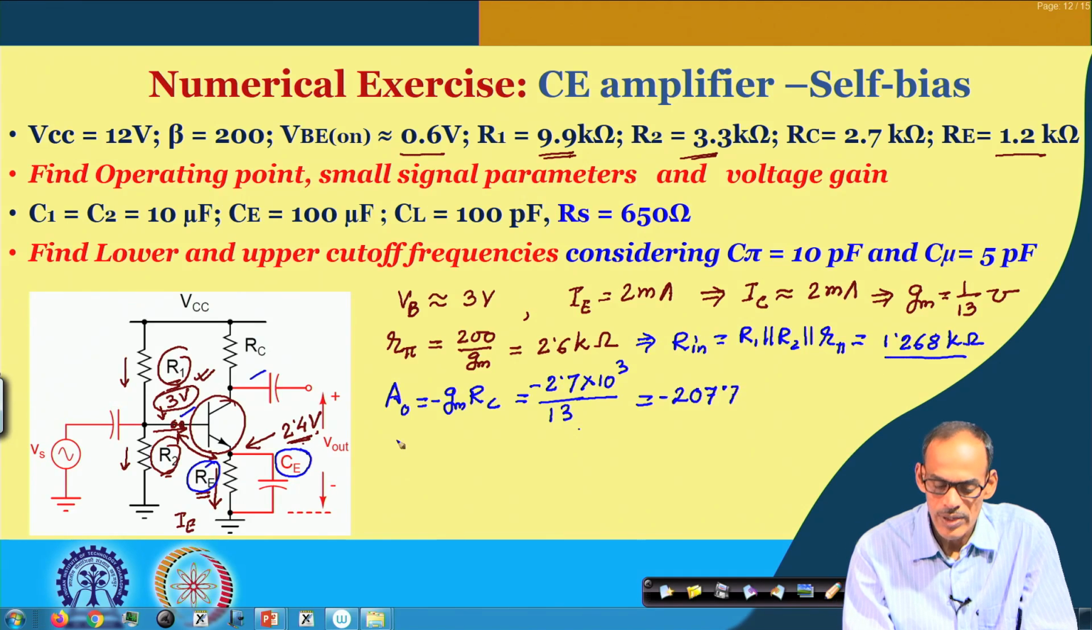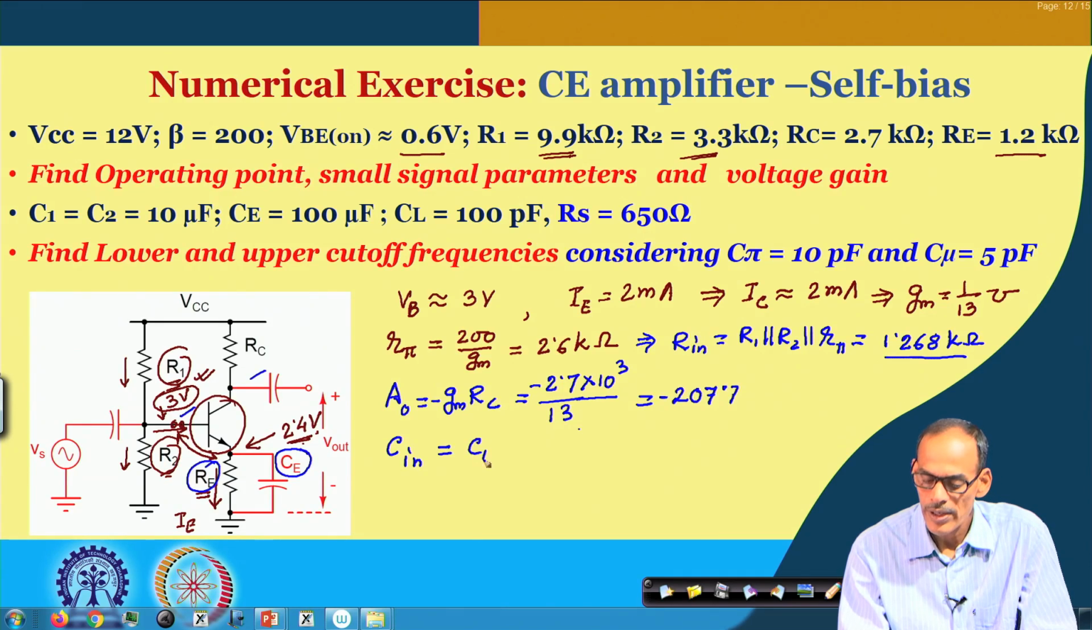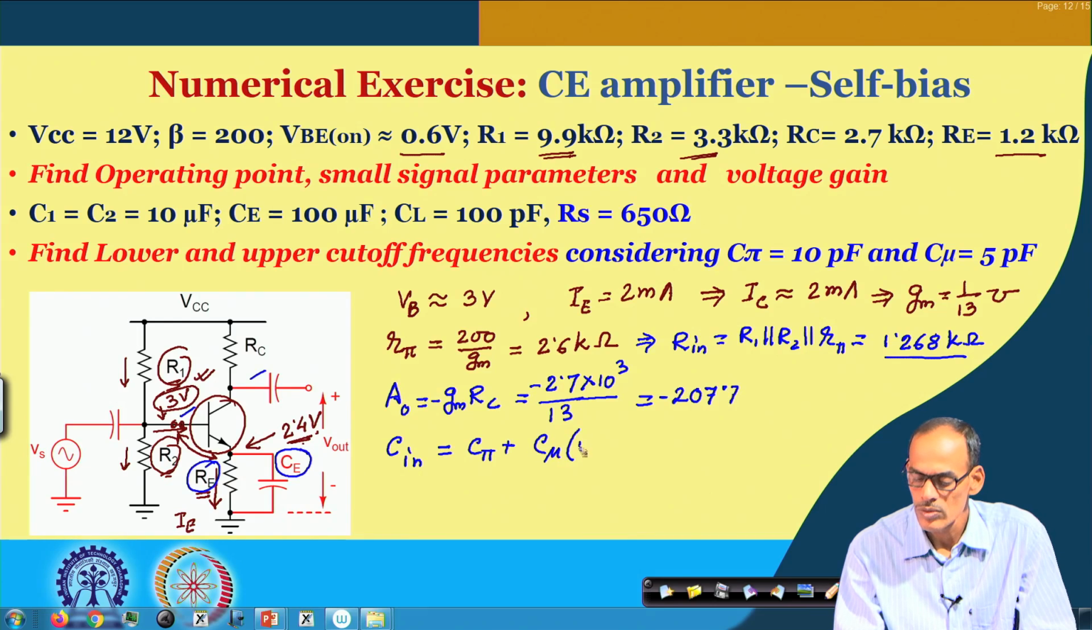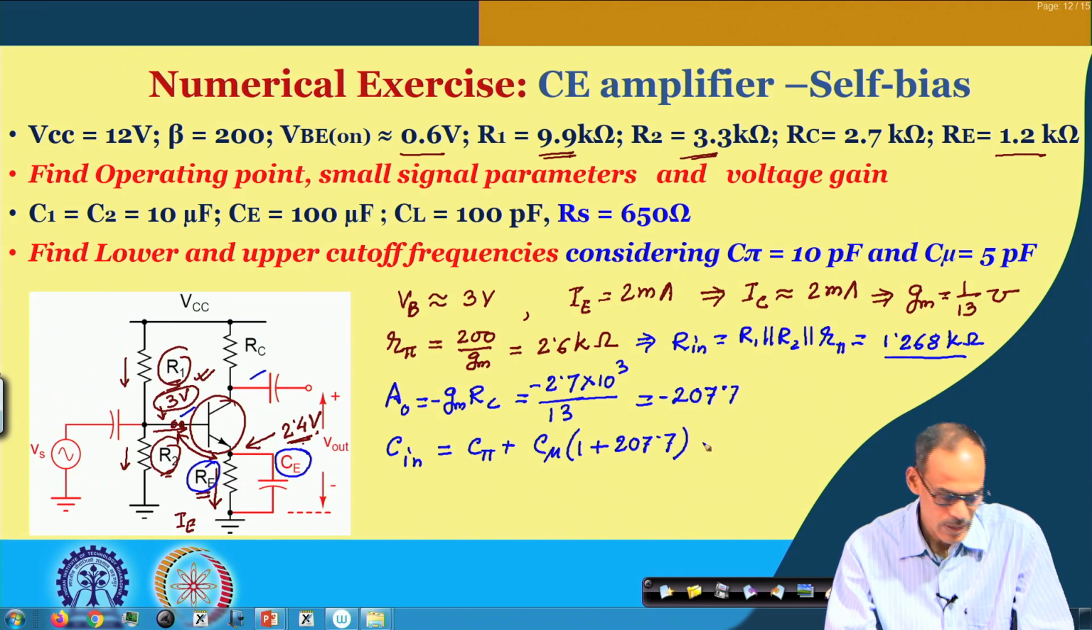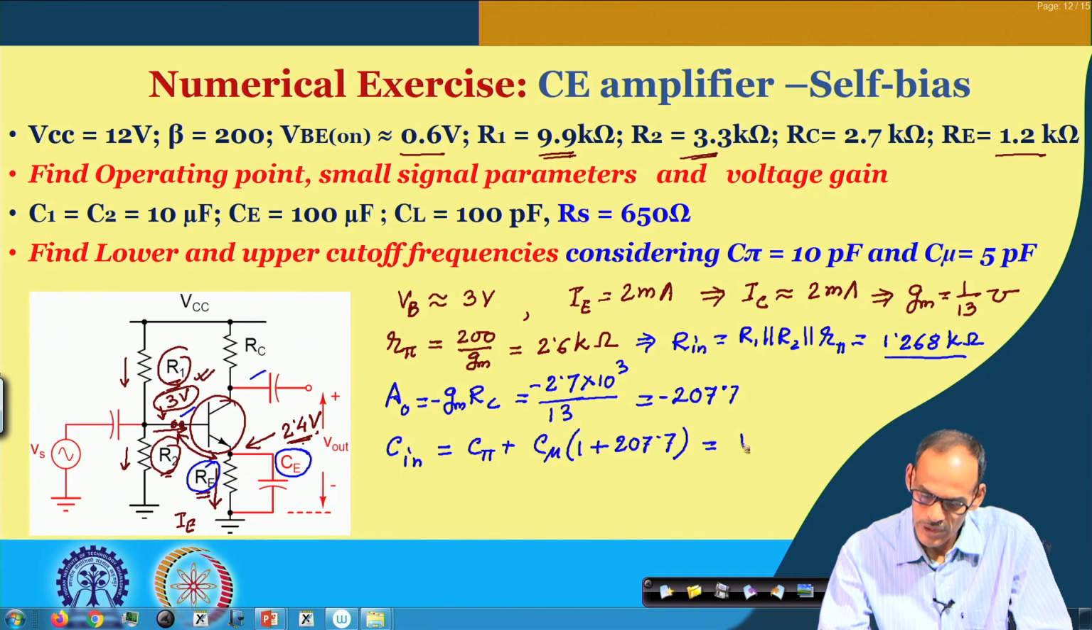Using this you can calculate the input capacitance, namely C pi plus C mu into 1 plus 207.7. I think in my calculation I was getting close to 1 nanofarad, in fact 1053 picofarad, right.